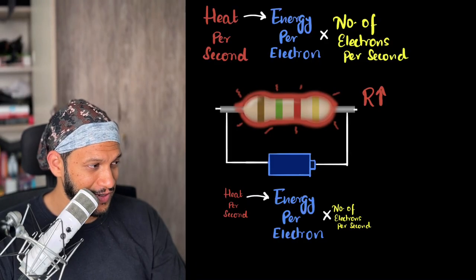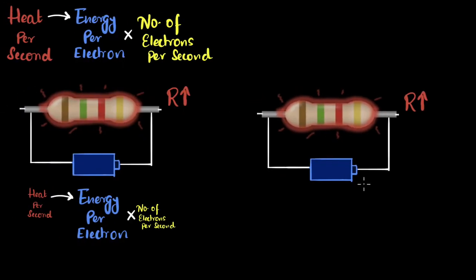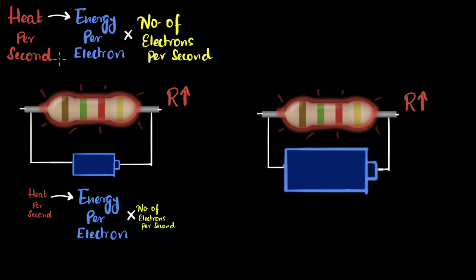So I'm going to make a copy of this circuit. I'm going to increase the resistance, but I'm going to try and keep my current the same. How do I do that? Increase my push. And how do I increase my push? All I have to do is make my battery bigger. I love digital. Now what's going to happen to my heat generated? Again, pause the video and see if you can answer the question yourself.